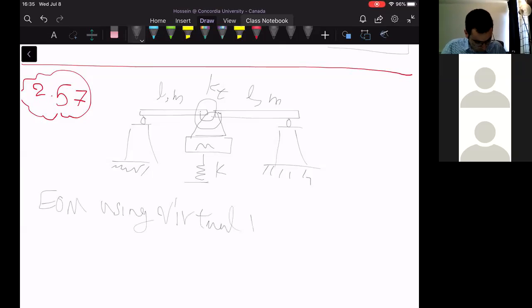Virtual work is another technique, similar to Newton's second law and the Euler formula, to derive the equation of motion. In the Newton approach, we normally say the summation of forces is m x double dot, and the summation of moments around point O is J naught theta double dot.